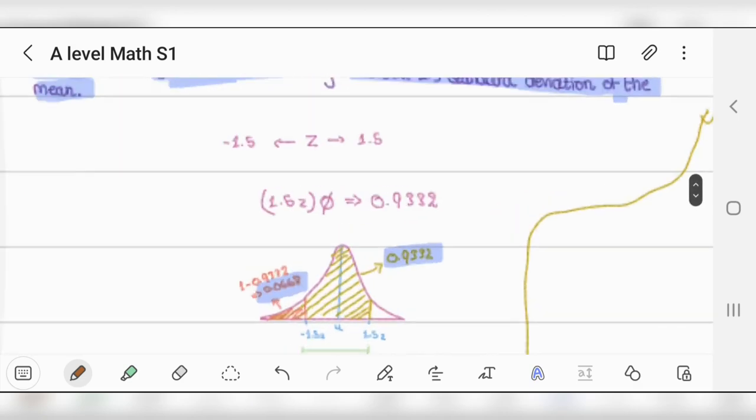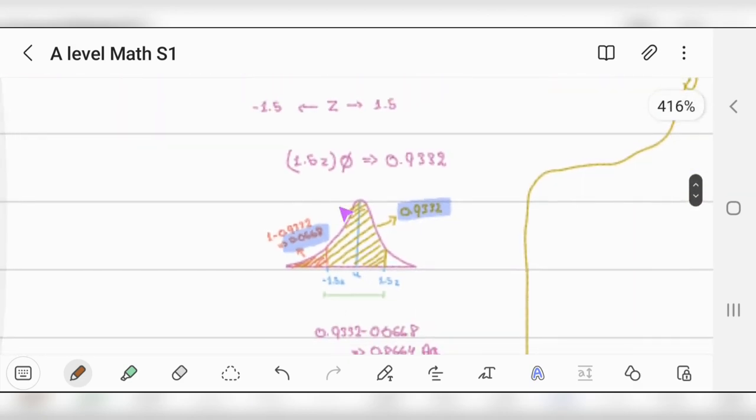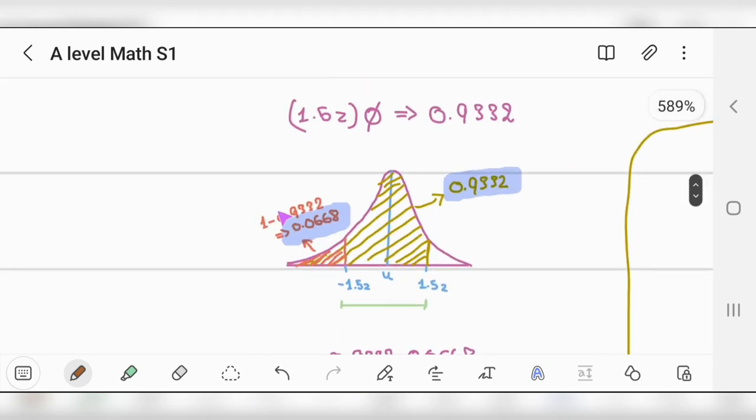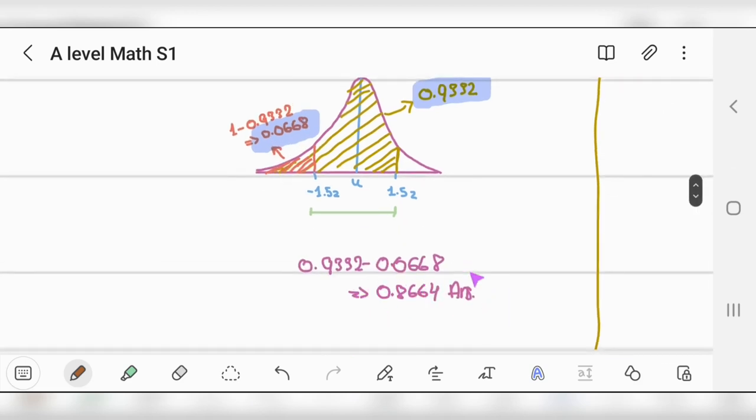For example, here I found the probability, and then I want to find this part. In order to find this, I subtract: one minus 0.9332 is equal to this. Then I take this and subtract this again, and I get this. So this is the answer. This is the part we needed.